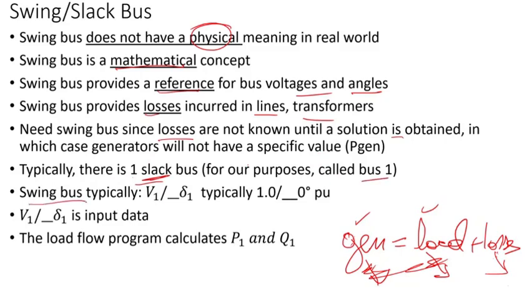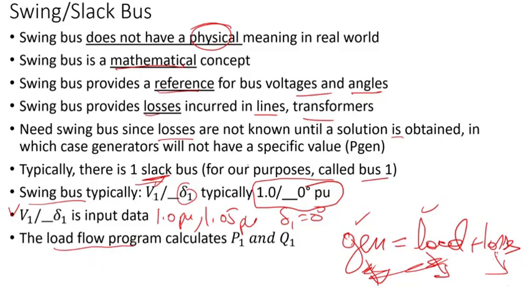So for the swing bus, the voltage is known, for instance 1 per unit or 1.05 per unit, whatever is scheduled. And the angle is known, so theta 1 is probably 0 degrees. So to give you an idea, this is input data, and the load flow program will calculate P and Q for the swing bus.